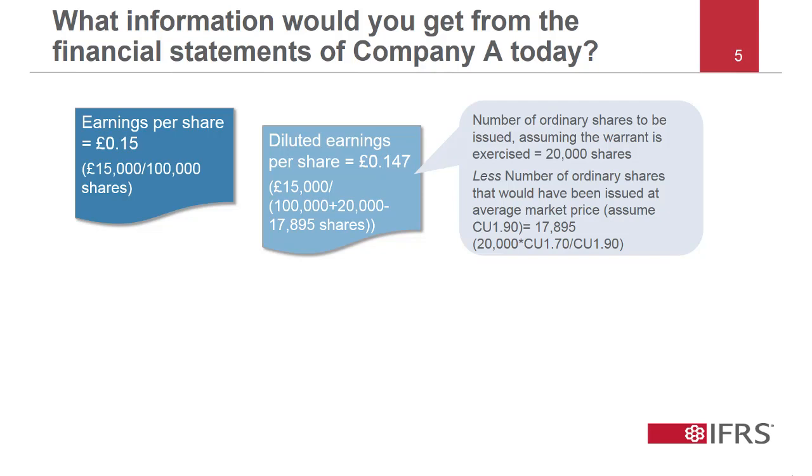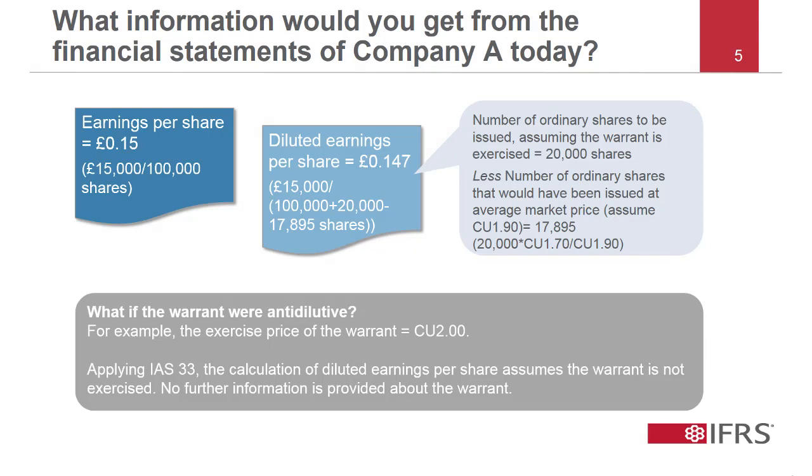What if the warrants were anti-dilutive? For example, if the exercise price of the warrant were higher than the average market price of ordinary shares. Applying IAS 33, the calculation of diluted earnings per share assumes the warrant is not exercised. No further information is provided about the warrant and how the warrant might affect the returns on ordinary shares.